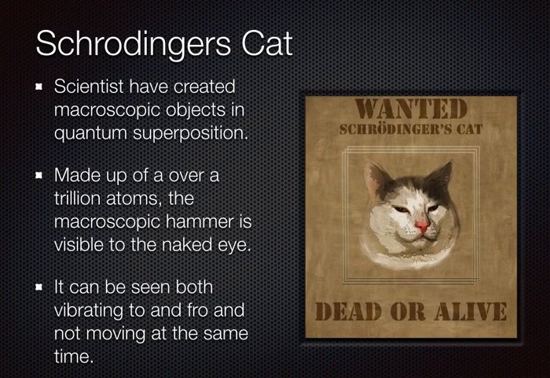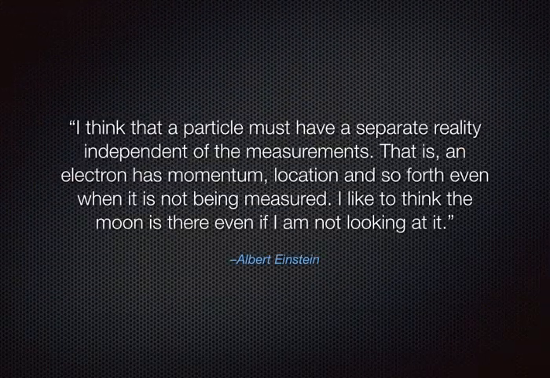But the fact is, this is real. It's so real that they're actually able to make it macroscopically, which is a huge achievement. Even though it's a speck of dust, we're talking about trillions and trillions of atoms. Albert Einstein says, I think that a particle must have a separate reality independent of the measurements. That is, an electron has momentum, location, and so forth, even when it's not being measured. I like to think that the moon is there even when I'm not looking at it.